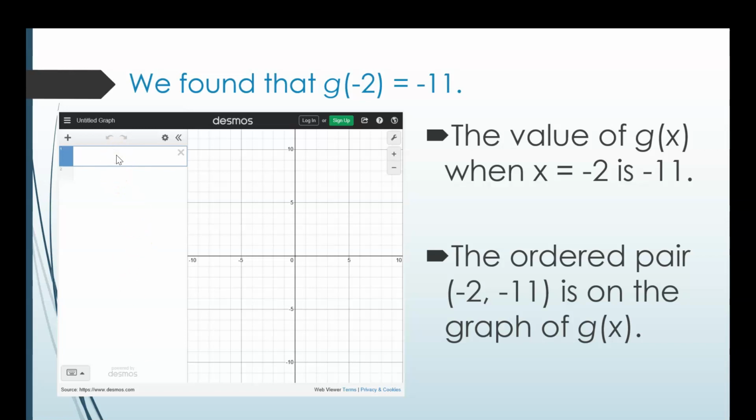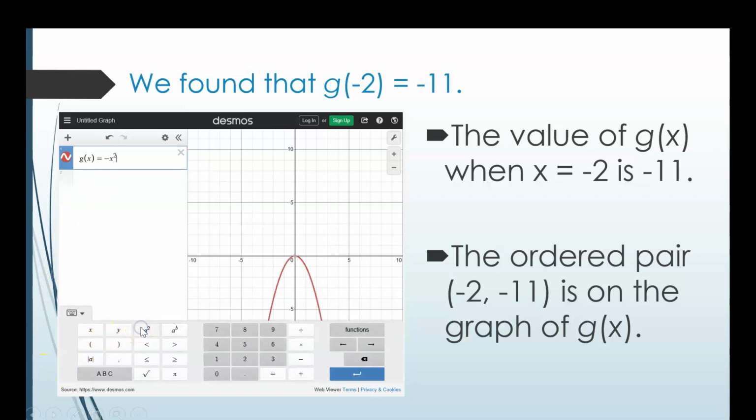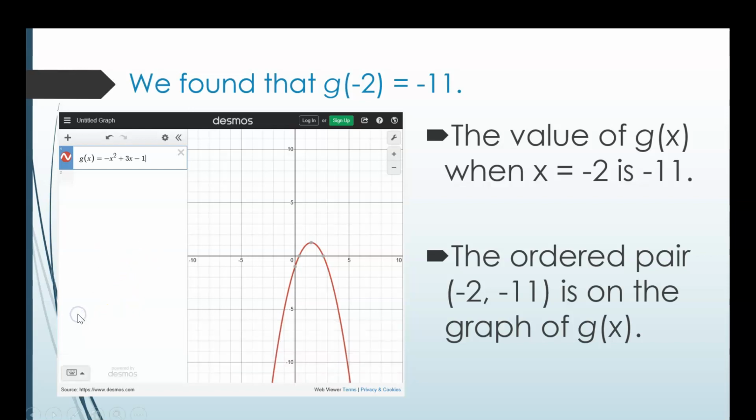So what I'm going to do is graph our function g of x. We had g of x equals negative x squared, so let's enter that, plus 3x minus 1. We can tell that we have a parabola that's opening down, okay? That is the graph of the function created from g of x equals negative x squared plus 3x minus 1. And because of the squared in the equation, we know that we're going to get a parabola.